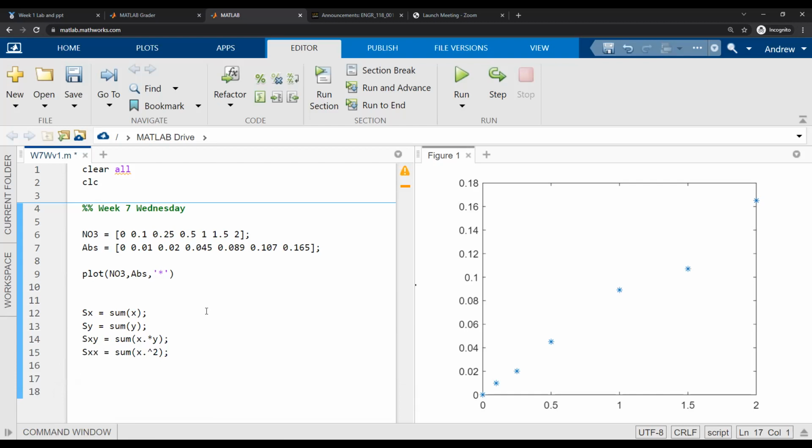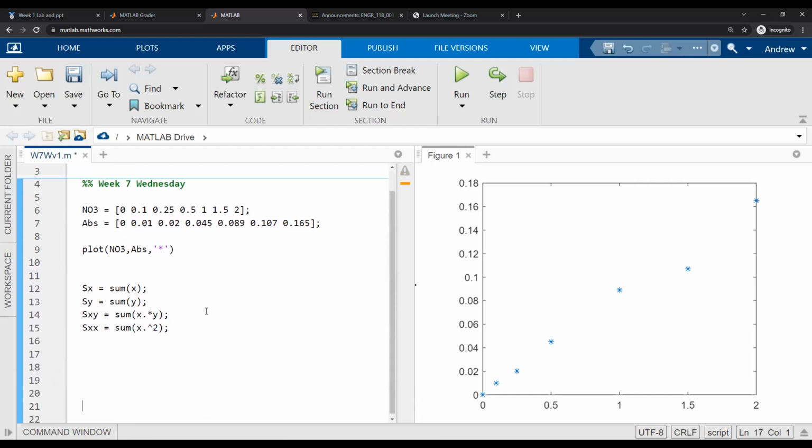Okay, any questions about this? You all agree? Hopefully there's no typos or anything like that. And then I can just simply define my slope minus n times Sxy, right? I'm just inputting the equations that we just derived. Sx squared.